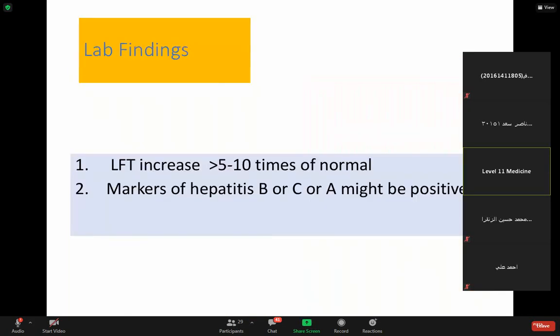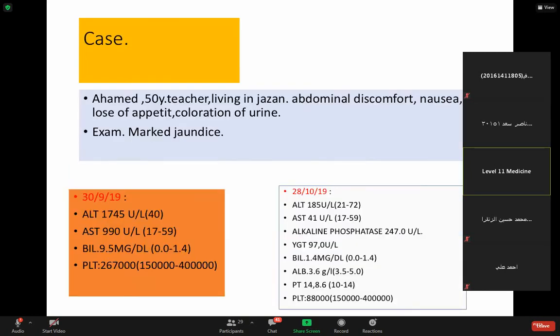Okay. How about the labs? Well, you can have an increase in the liver function test 5 to 10 times of normal, and you also can check the markers for hepatitis B, C, or A might be positive. Okay, so let's take a case. You have Ahmed. He's a 50 years old teacher living in Jazan, presented with abdominal pain, nausea, loss of appetite, and discoloration of his urine. He has a marked jaundice. His ALT were in the 1,000 club, as well as the AST reaching 1,000. His bilirubin is elevated as 9.5.